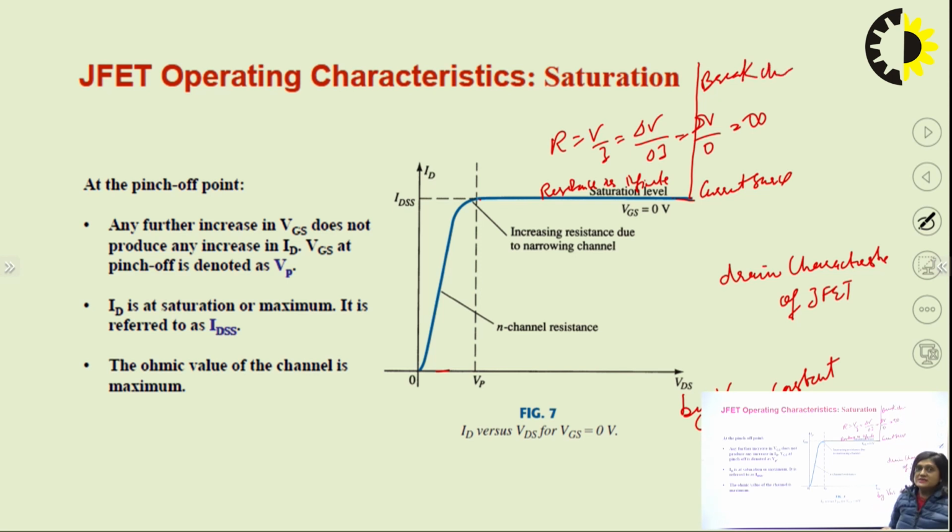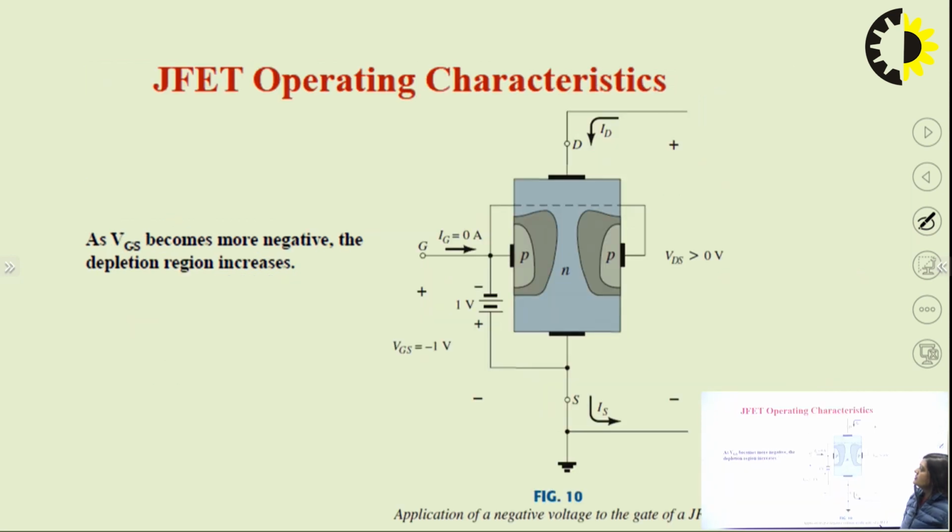Breakdown region means if we increase the VDS by a certain amount, then the junction between the P and N type will break, and an abrupt amount of charge carriers will flow and an abrupt amount of current will also flow. Now this figure depicts the variation of the VGS. Now we have kept the VGS at -1 volt. Till now we have seen the VGS at 0 volt.